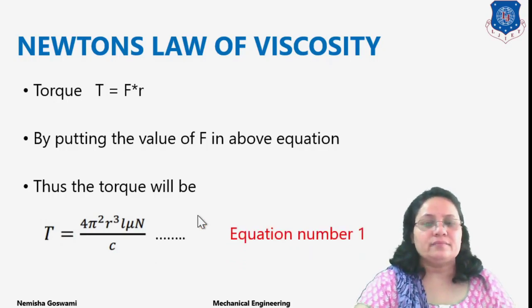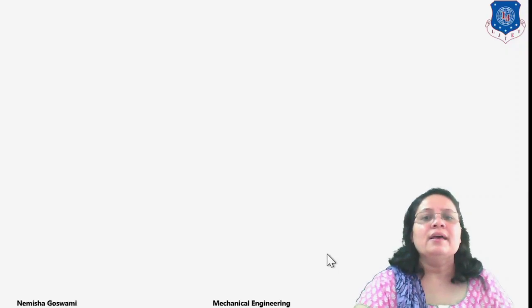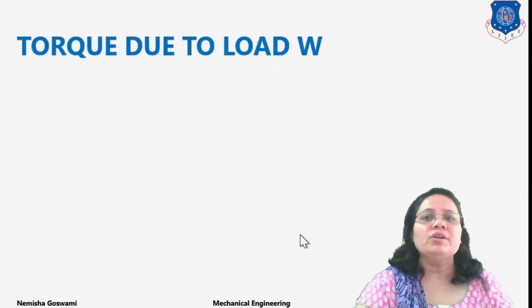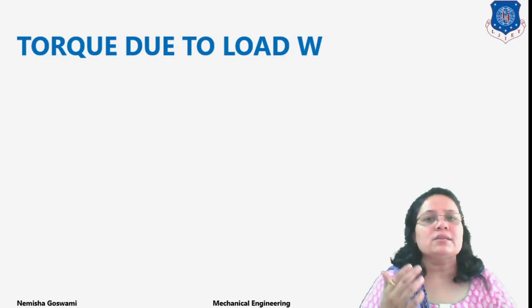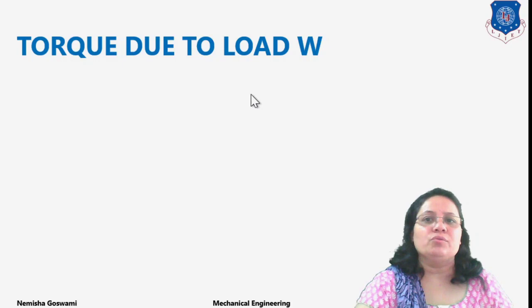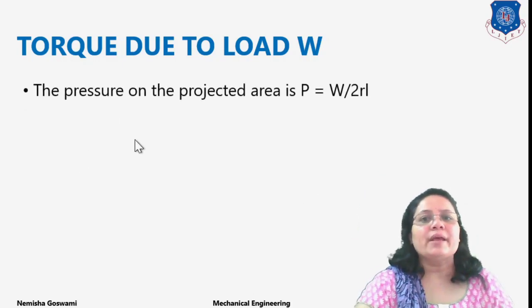Next, I have denoted this as equation number 1. The second one is your torque due to load. So first, we have obtained torque due to Newton's law of viscosity, or you can say due to viscosity of your lubricant, right? Second is torque due to your load W, so pressure on the projected area. How will you obtain it?